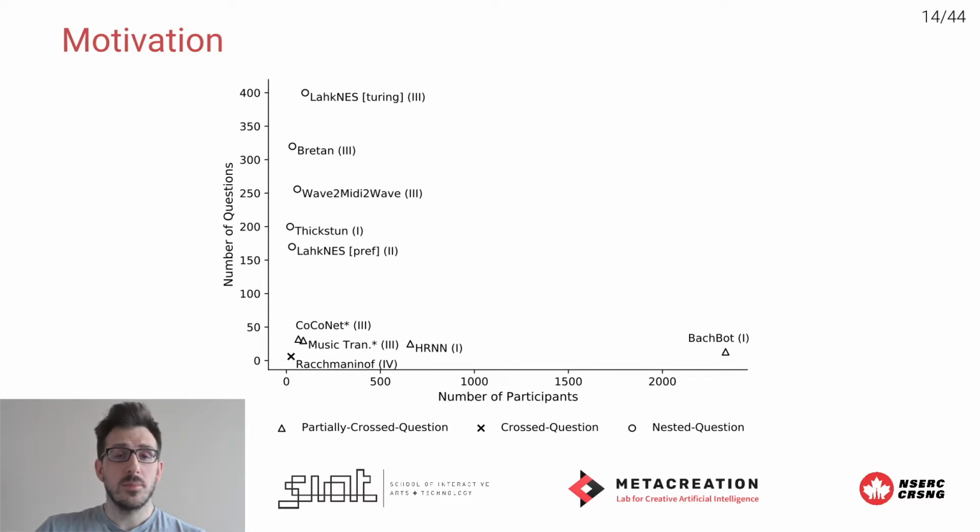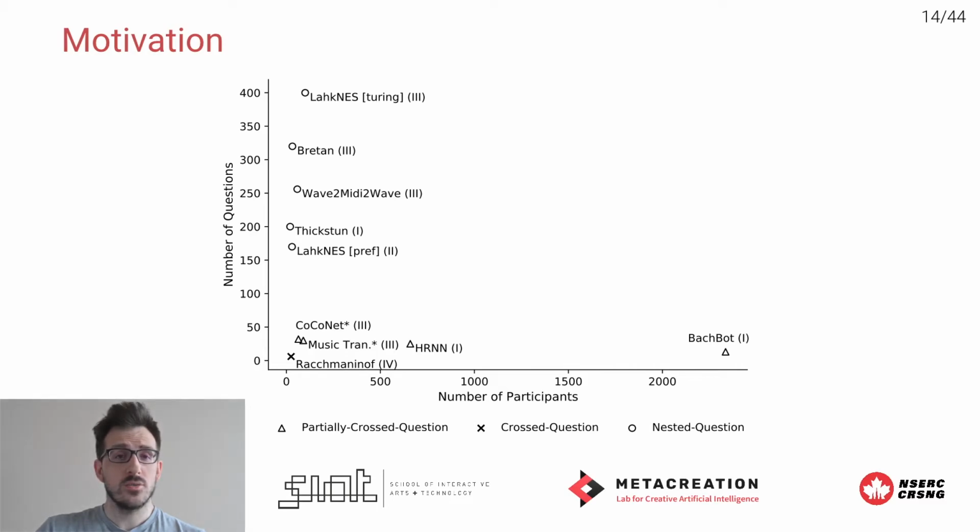Here we plot the experimental design of recent studies. It is immediately evident that there is a lot of variance in terms of the number of questions featured in each experiment, shown on the y-axis. In addition, there are a variety of experimental designs employed, including partially crossed and nested designs, which are notated using triangle, cross, and circle symbols in the plot. This naturally leads to the question, do these variations in experimental design have a significant impact?